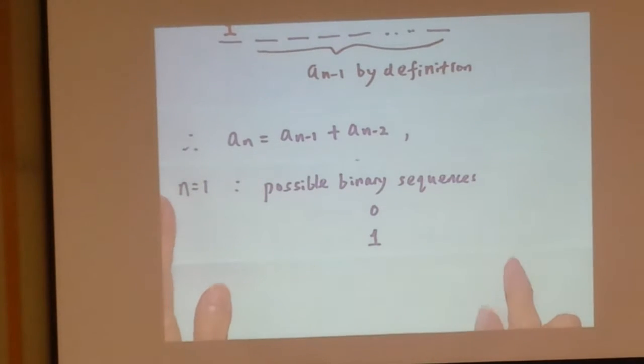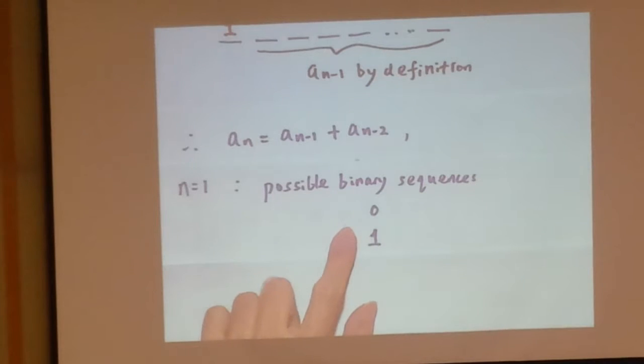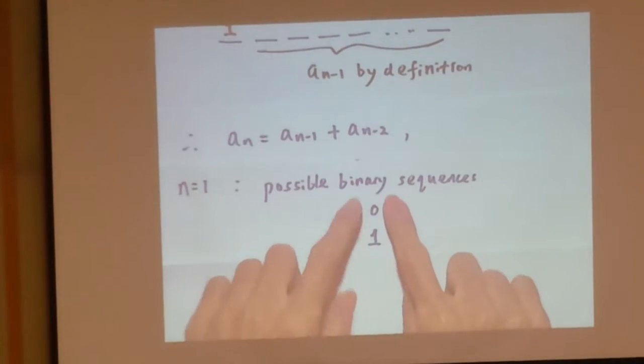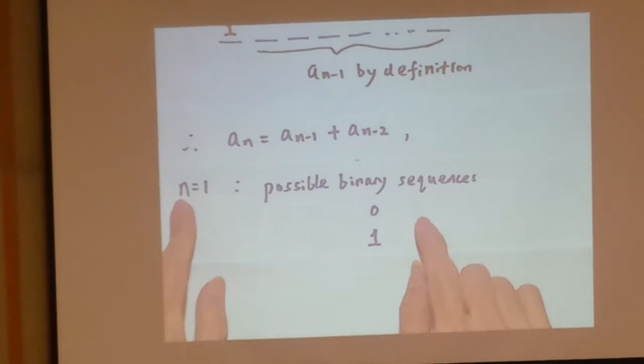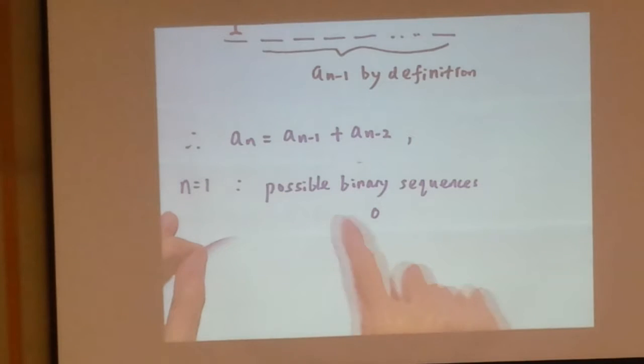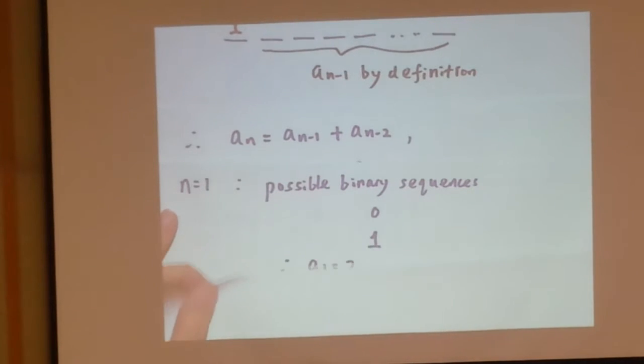When n is 1, then the binary sequence can be either 0 or 1. Right? There's only one digit, so you don't have to worry about consecutive 0. So when n is 1, it can be done in 2 ways. It's either you consider 0 as a sequence or 1 as a sequence.